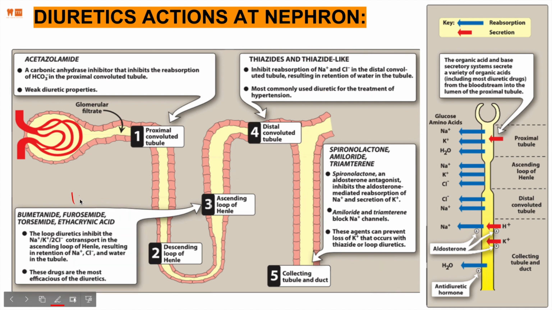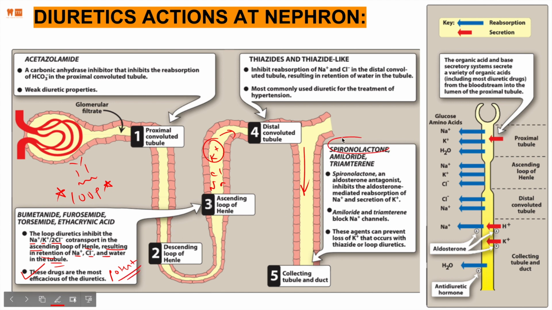Let's talk about loop diuretics. Now these are dangerous. These are potent, very, very angry drugs. The loop diuretics inhibit the sodium, potassium, chloride cotransport into the ascending loop of Henle, resulting in retention of sodium, chloride, and water in the tubule. So not only does this affect sodium and chloride, it also affects potassium, having it leave the body. Perfect? These drugs are most efficacious in the diuretic category, which means they're the most potent. Potent is the word. Okay?